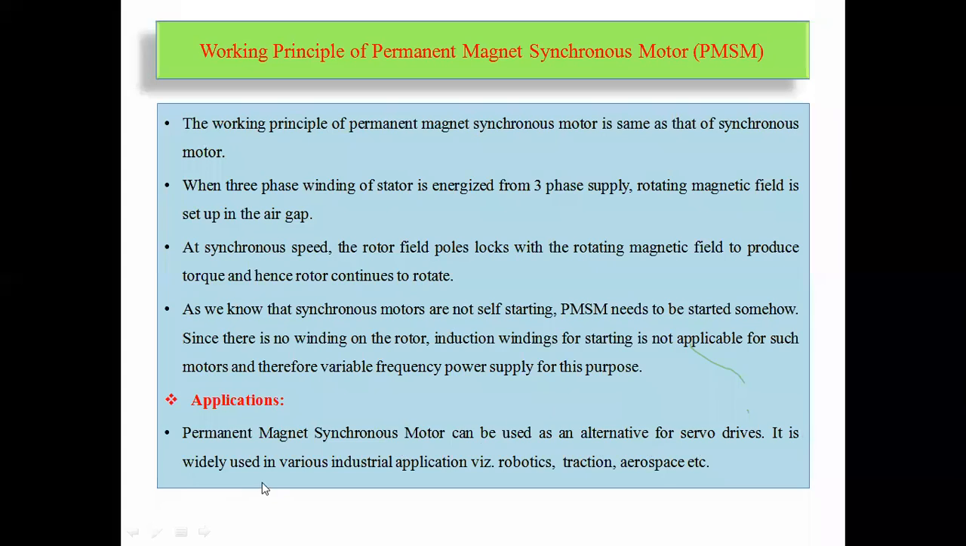It is widely used in various industrial applications such as robotics, traction, aerospace. Okay, so as we know, for robotics we use a lot of servo motors, maybe AC servo motors or maybe DC servo motors, but these types of servo motors can be replaced with the help of permanent magnet synchronous motors. जिथं मला servo motor वापरणं शक्य नाही, in that case I will use this type of motor.